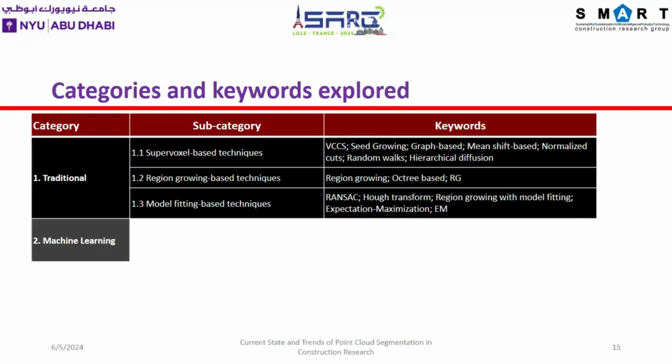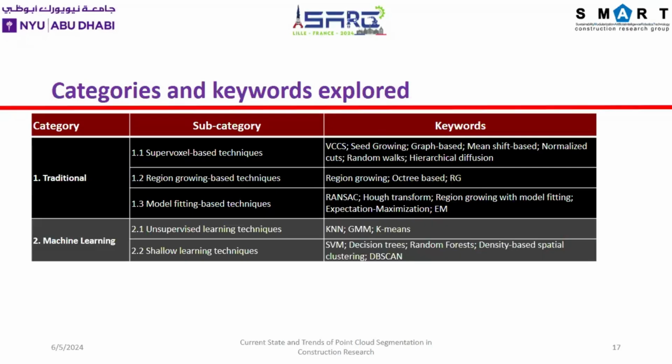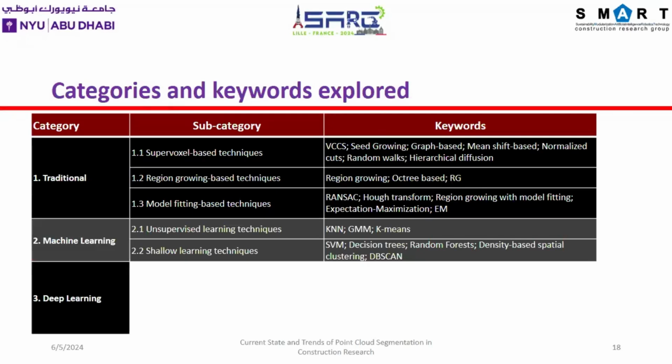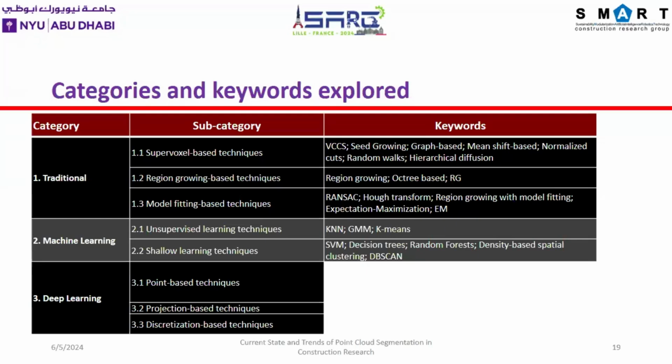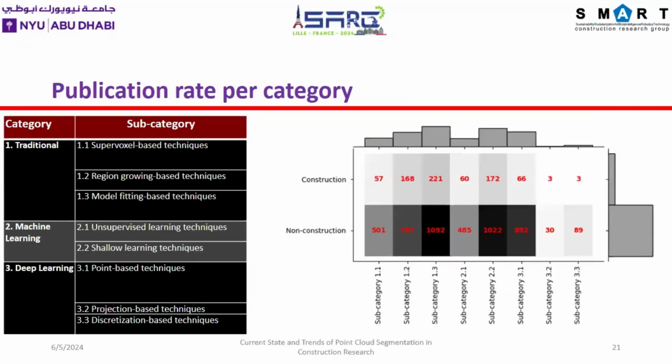And the second one is machine learning. We classify this into 2. The first one is unsupervised, and the second is shallow learning. Again, these are also attached with several other techniques. The last one is deep learning, and in there we have point-based, projection-based, and discretization-based. Several methods and algorithms are also available in here. So the publications that we have extracted are laid down like this across the categories.